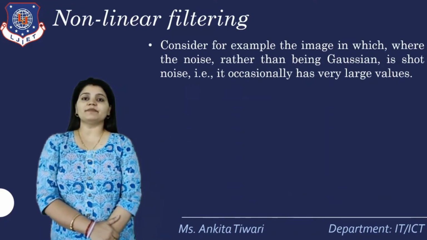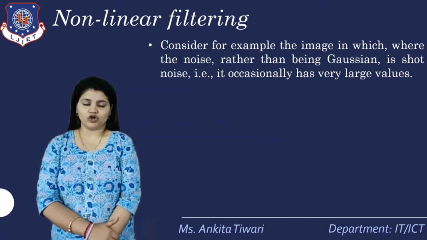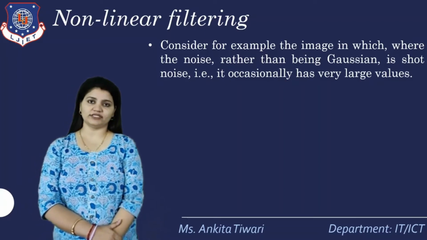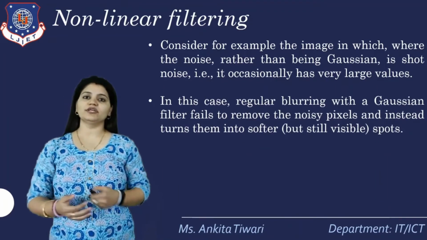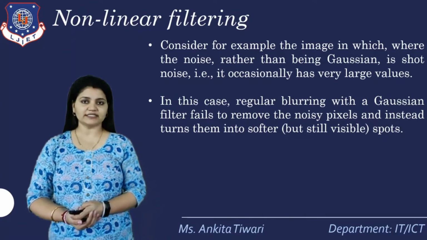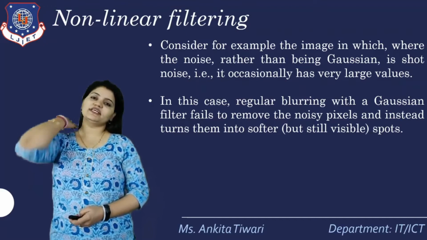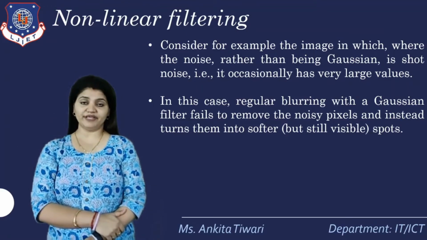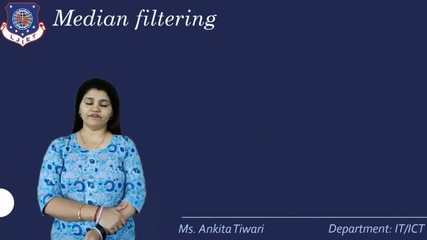Consider, for example, an image in which the noise, rather than being Gaussian as we have already seen in the last session on band pass filters, is shot noise. That is, it occasionally has very large values. In this case, regular blurring with a Gaussian filter fails to remove the noisy pixels, and instead turns them into softer spots. So regular blurring with the Gaussian filter fails here, and we need a change in the filtering process.